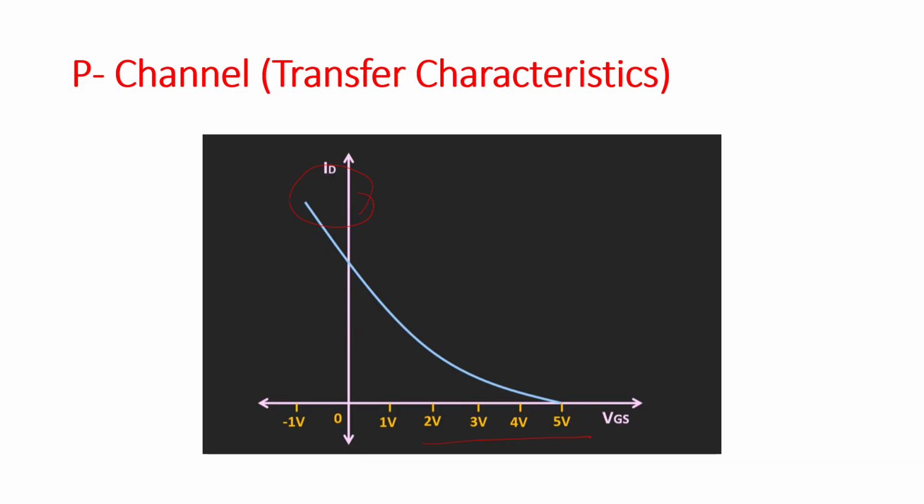So this is about the depletion mode. In enhancement mode, the channel is absent and the channel will be created by applying gate voltage. But in depletion mode, the channel exists, therefore the movement takes place when the gate voltage is 0 itself.